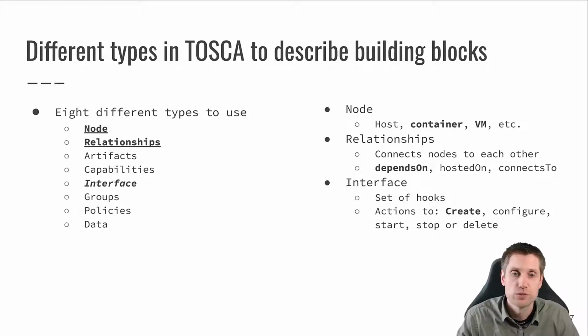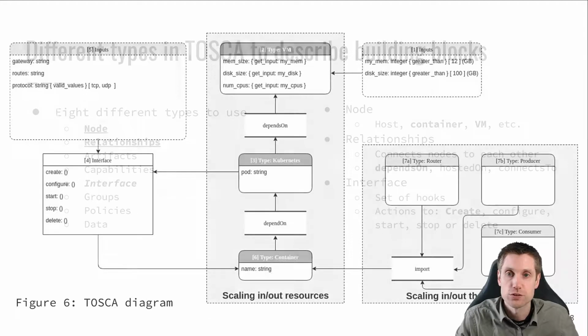So we have Node, which can be composed of a container or a VM. But before you can deploy a container, you first need a VM to deploy it on. So with that, you can use the relationships type. You can set a depends on relationship between these 2 components, and then the container will have a VM once it is deployed. The orchestrator will make sure of that. Then you also have the interface, which is just a set of hooks to create, configure, start, stop or delete things in the lifecycle of the infrastructure.